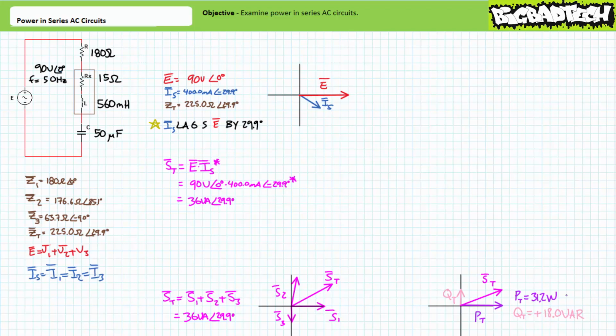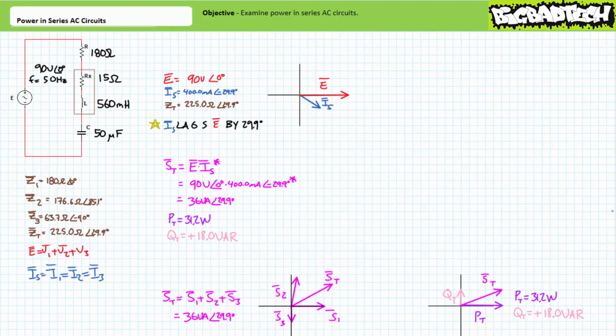of 29.9 degrees. Resolving this into its real and reactive components demonstrates the source is applying 31.2 watts of real power and 18 VARs of reactive power. This confirms our earlier calculation. Apparent power in does indeed equal apparent power out.